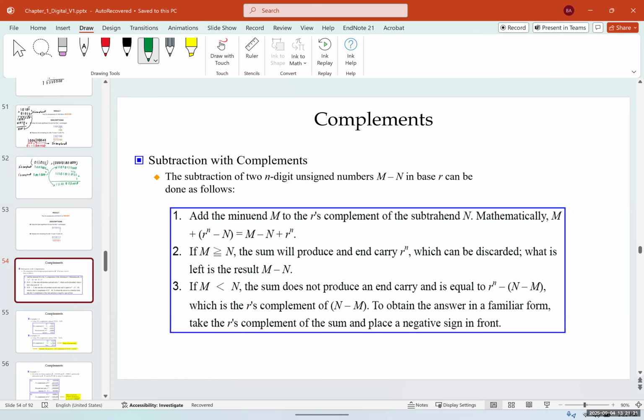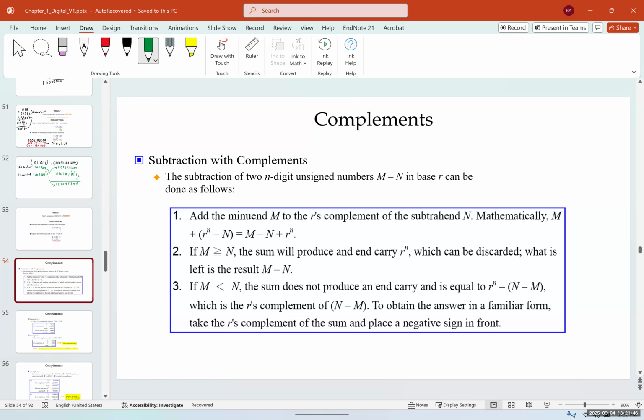Therefore, the result would not be our final result, and we have to find the complement of that number. And that would be our final result. And this applies to any base number, base of 10, 8, 16, 7, 4, 2, binary. You can solve just using these basic principles.